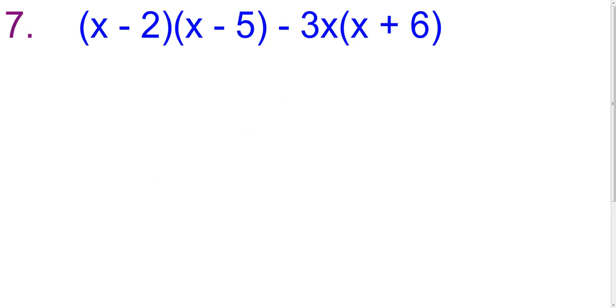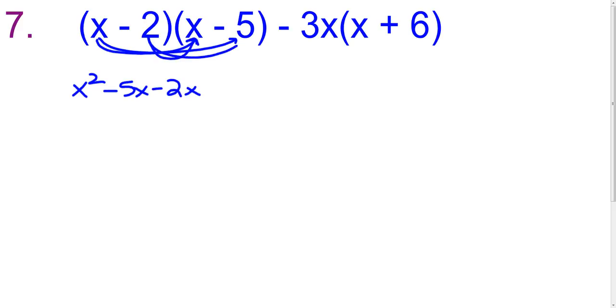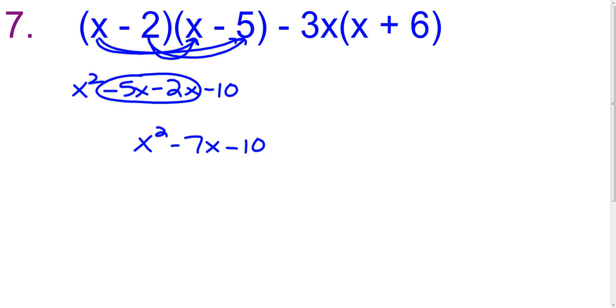And then the next one. Here you're going to, first of all, have to simplify this piece first. So you'll do that by distributing those. So here we go. We have x times x, which is x squared, and x times negative 5, which is negative 5x, and negative 2 times x is negative 2x, and negative 2 times negative 5 would be negative 10. Okay, if I simplify that, I can combine these two middle terms so that I have x squared minus 7x minus 10. That's that piece.